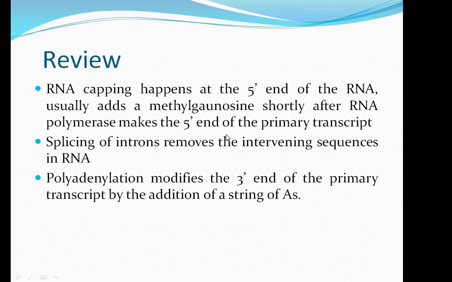So here is the review. RNA capping happens at the 5' end of the RNA. Usually it is a 7-methylguanosine, added shortly after RNA polymerase makes the 5' end of the primary transcript. Then splicing takes place, which removes all the introns and joins all the exons. Then polyadenylation modifies the 3' end of the primary transcript by addition of a long chain of adenine nucleotides.